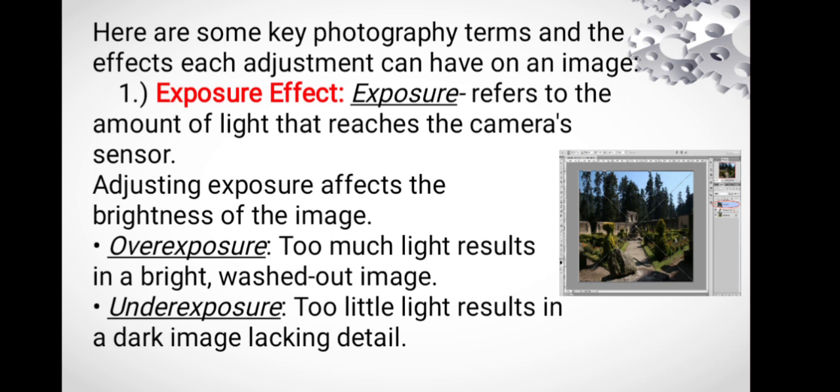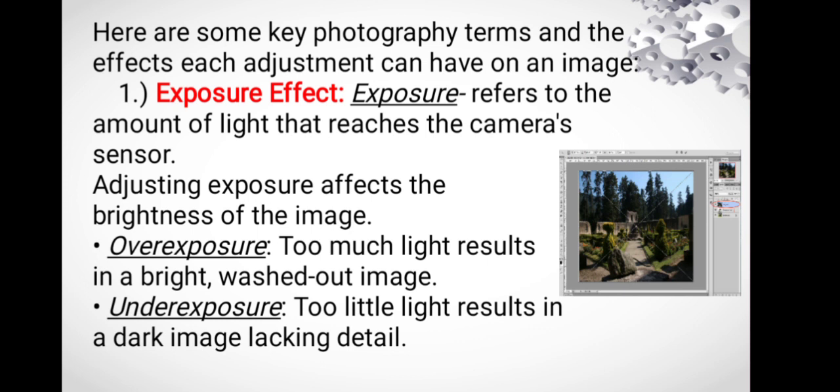First, we have exposure. Exposure in photography is a crucial concept that directly affects the quality and appearance of your photos. It refers to the amount of light that reaches the camera sensor when you take a picture. Adjusting exposure settings allows you to control the brightness of the image.